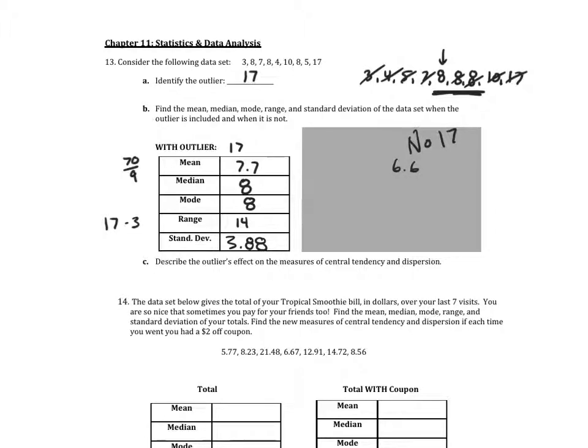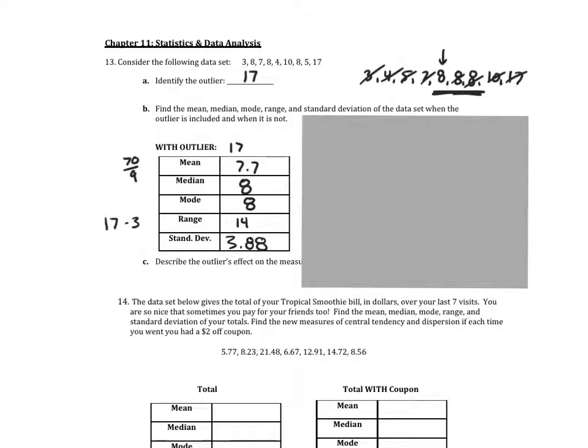Our median, this time we're going to have two middle numbers. When you have two middle numbers, you add them together and divide it by 2. We get 7.5. Our mode remains 8. Our range is now 10 minus 3 instead of 17 minus 3, so we get 7. Then we just go through on our calculator and take out that 17 on our list and figure out that the standard deviation is going to be 2.23.